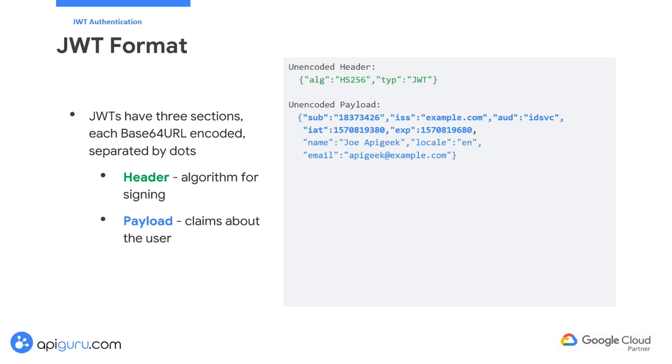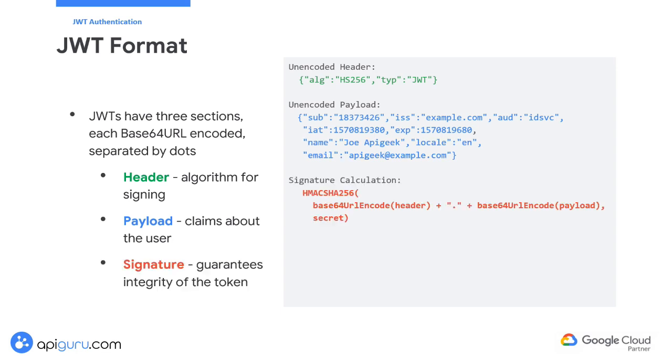The second section is the payload, which contains claims about the user. There are some predefined claim names for standard types of claims. In this example, the standard claims are a subject, an issuer, an audience, an issued time, and an expiration time. Custom claims can also be created. We have the user's name, locale, and email address here. The signature guarantees the integrity of the token.